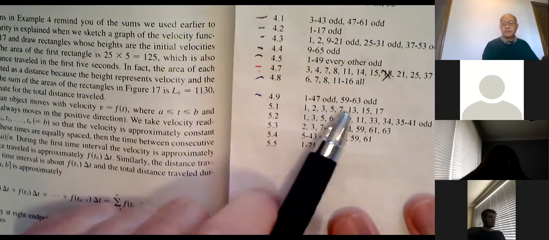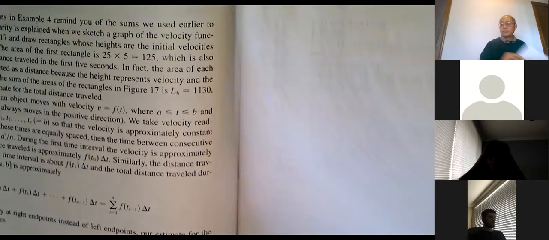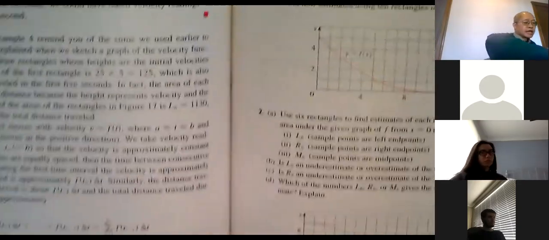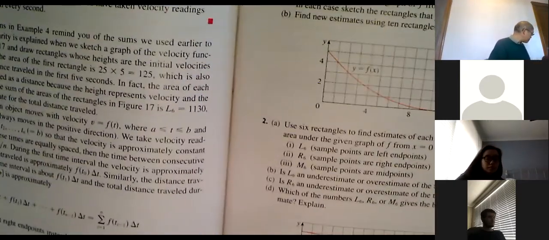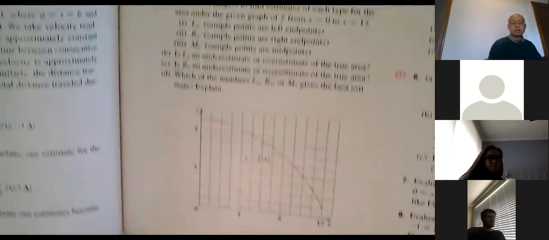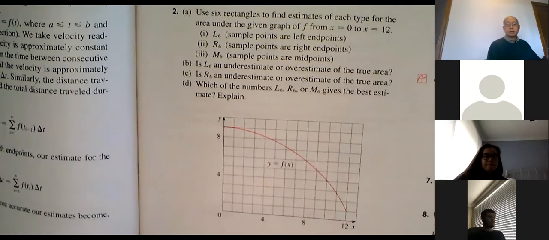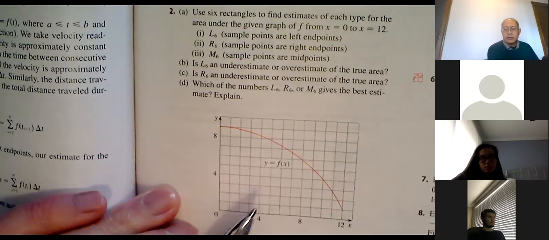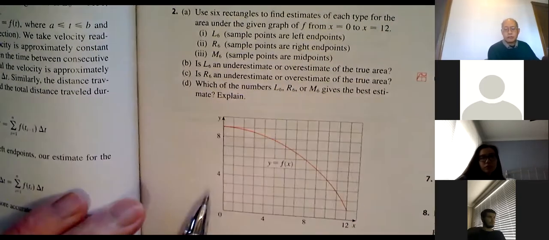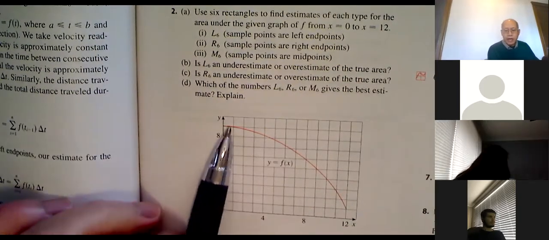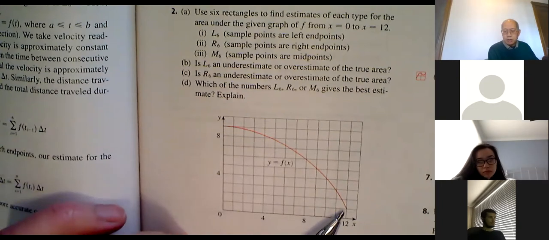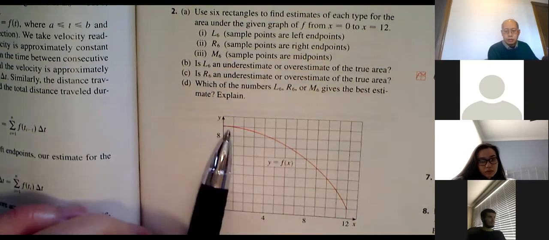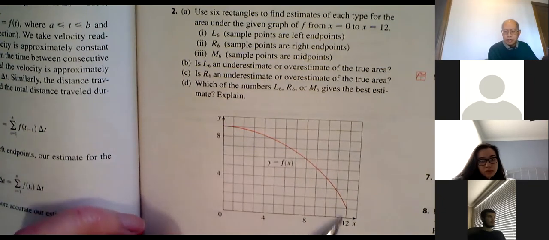So 1, 2, 3, 5, 7, 13, 15, 17. Let me start you off with number 2. And it's going to be a little bit awkward because I have to show you the book and at the same time write stuff. So I have to keep bouncing back and forth between the two. Okay, number 2. Here's the graph. I'm trying to estimate the area under the curve from 0 to 12. So let me trace out the area that we want. That curve down here, come straight down and back over. Okay, one more time. The area under the curve. Go straight up, curve down there, down and over.